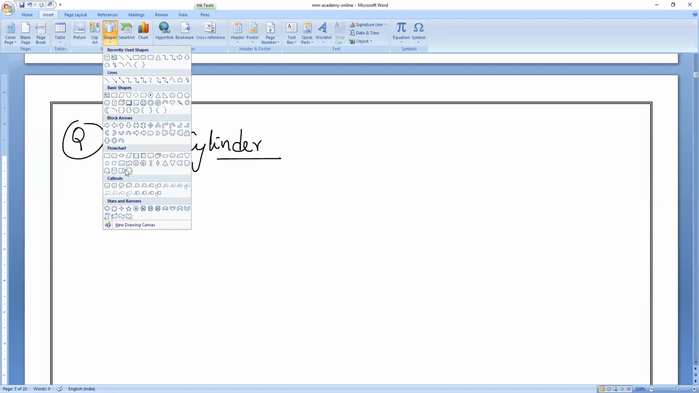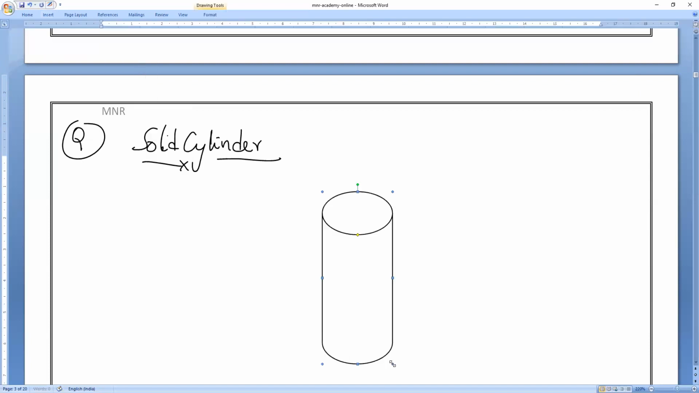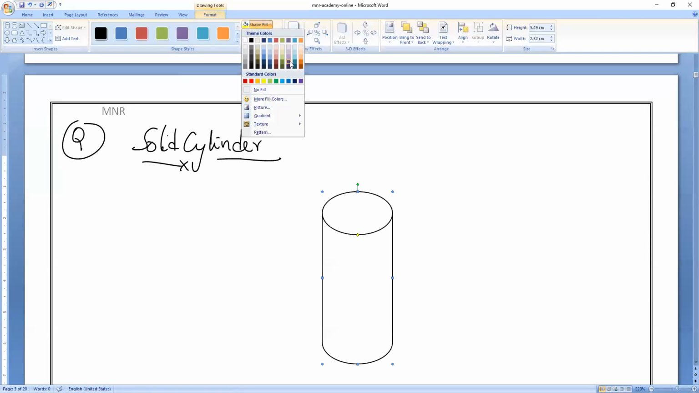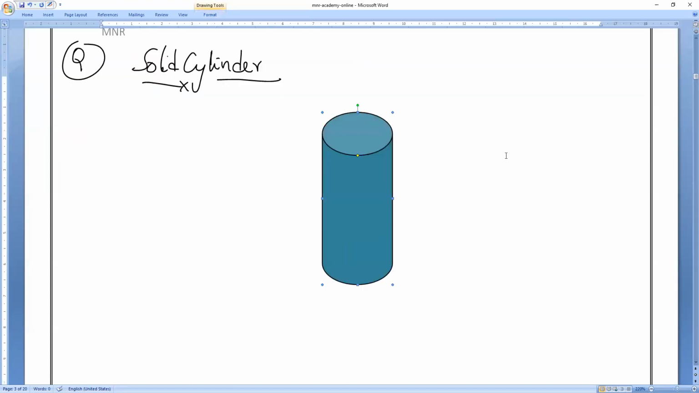Ring or disc, sir? Mass is distributed. Ring or disc? Everybody? Disc. It is disc, sir. Okay, so I will fill it with color so that you all understand. So the shape is filled. Now you can see that it is a disc or ring.